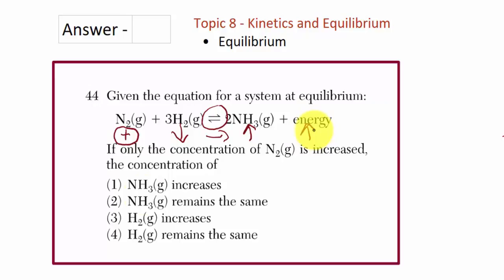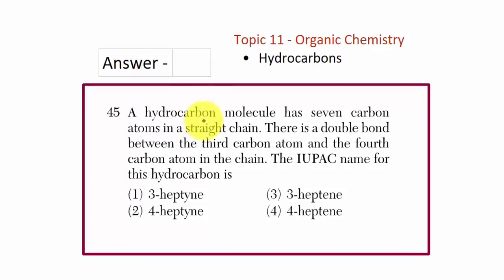Let's check our answers, see which one works. Ammonia increases. Yes, that does happen. Ammonia remains the same. No. Hydrogen increases. No, it decreases. Hydrogen remains the same. No. Our answer is number 1. Le Chatelier's principle helps us figure out that the ammonia is going to increase as a result of adding more nitrogen to the system.